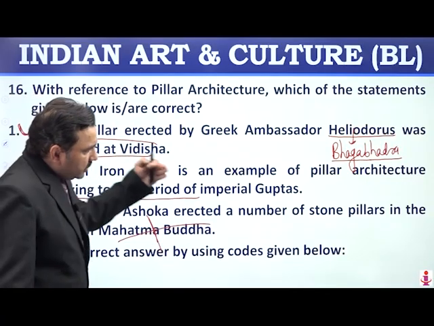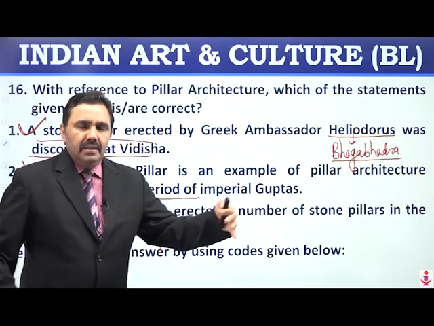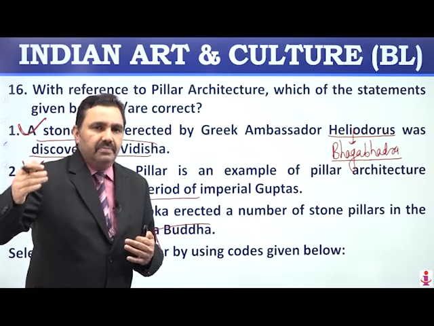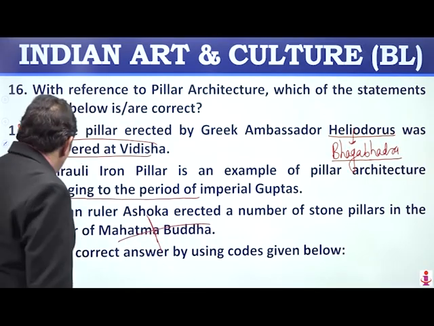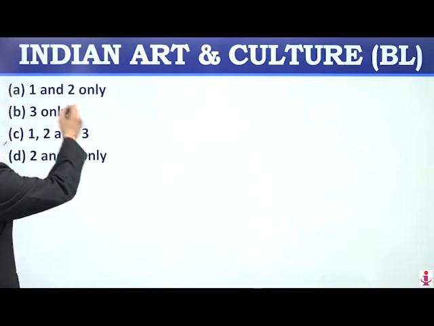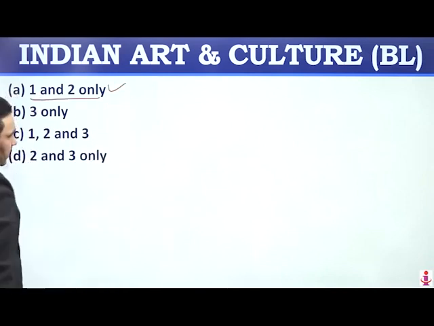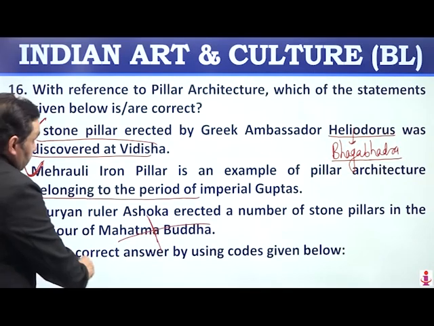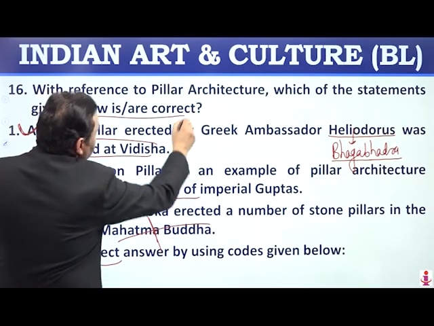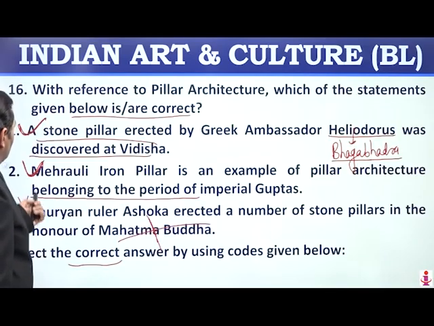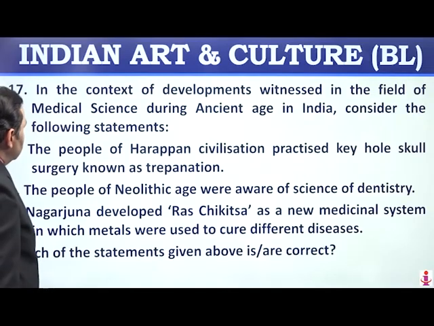Through these pillars, he propagated his Dhamma. Dhamma means a code of conduct that Ashoka devised for the overall upliftment of his people. So number 3 is wrong, 1 and 2 are correct. Option is A. Select the correct answer: you have to choose the correct statements. So 1 and 2, third one is wrong. Option is A.